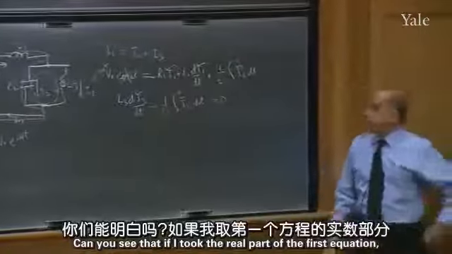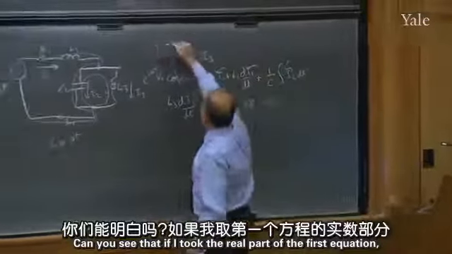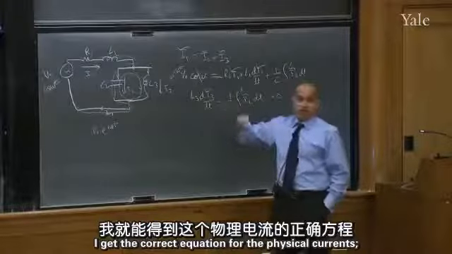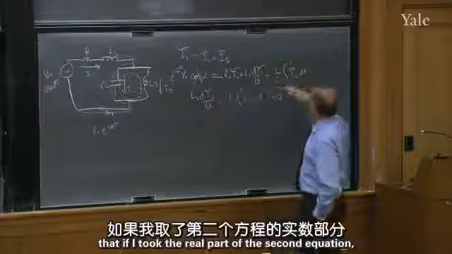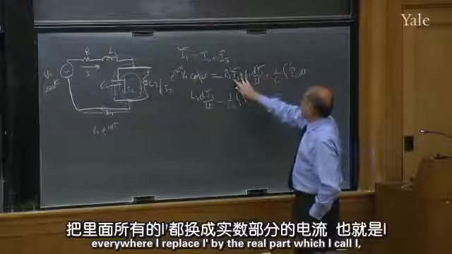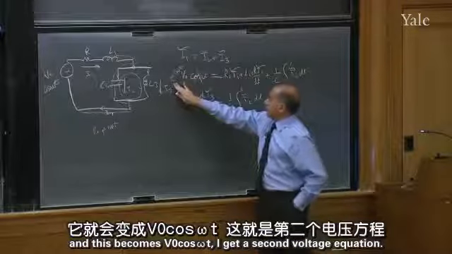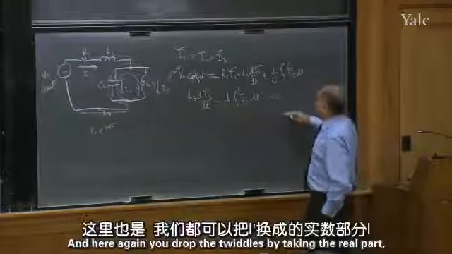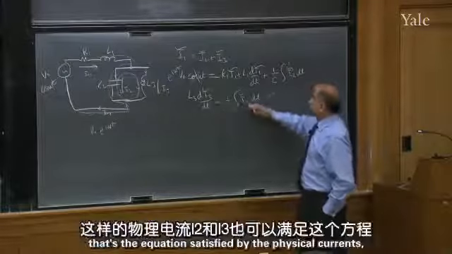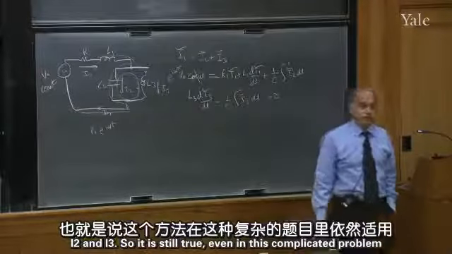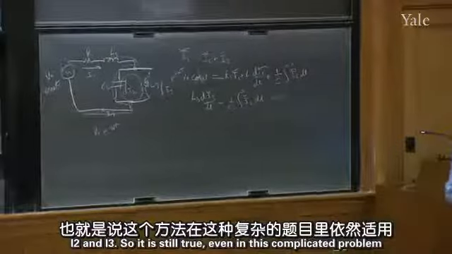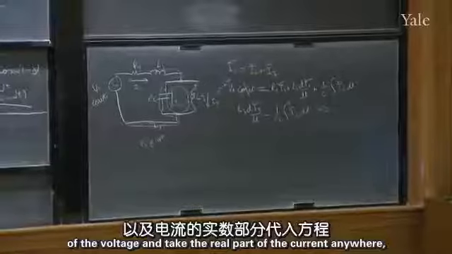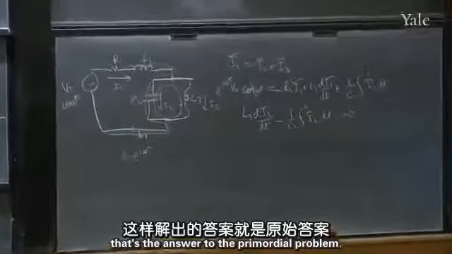Can you see that if I took the real part of the first equation, I get the correct equation for the physical currents? If I took the real part of the second equation, everywhere replacing I twiddle by the real part, which I call I, this becomes V0 cos omega t. I get the second voltage equation. And here, again, you drop the twiddles by taking the real part. That's the equation satisfied by the physical currents I2 and I3. So it is still true, even in this complicated problem, that once you've solved it, you may take the real part of the voltage and the real part of the current anywhere. That's the answer to the primordial problem.